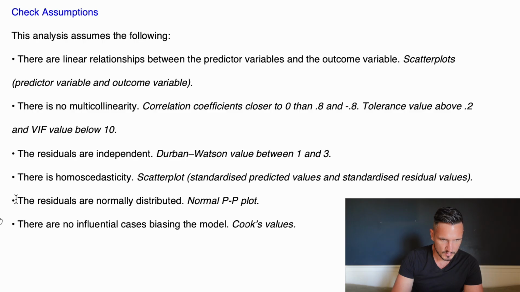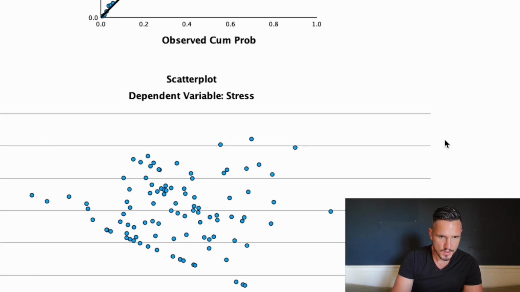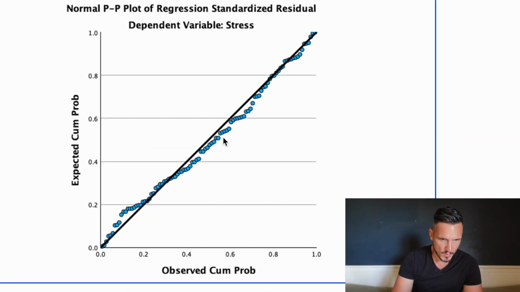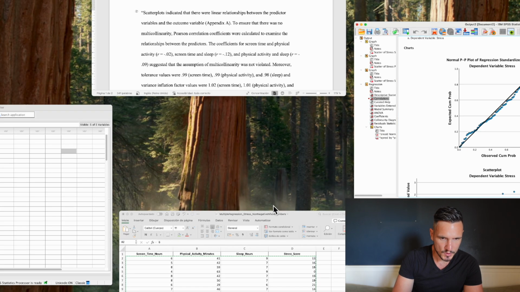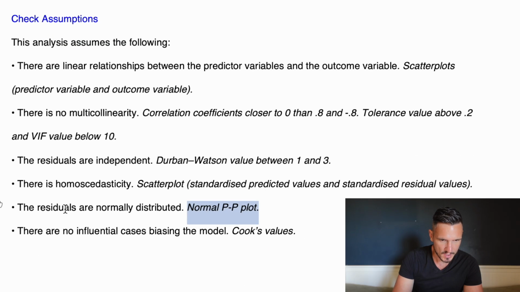So next we have the assumption that the residuals are normally distributed, and we're going to check the normal PP plot for this one. So that's this plot that we have slightly above, and what you want to see for this one is that the data points follow the line quite closely. I think in this case you could argue that they do, which supports this assumption. So I think that one has been met.